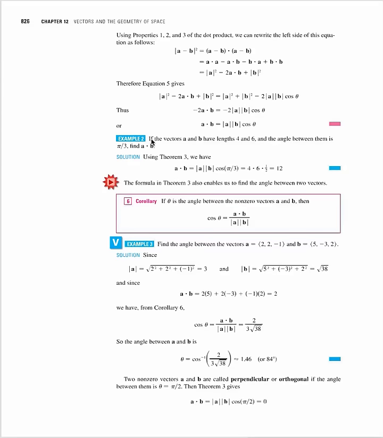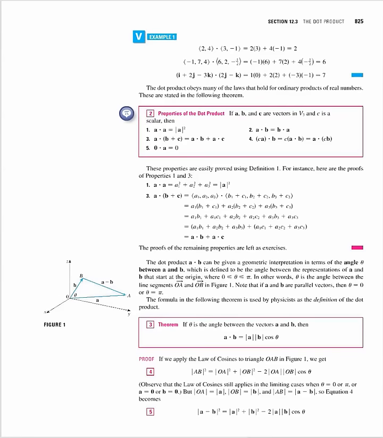Okay, in example 2, we have an example of using information about the vectors to find a dot product, and then in example 3, we go the other way. We use the dot product to find the angle between two vectors using this corollary 6. And you'll notice that for the corollary, all they've done is take theorem 3 and divide both sides of it by the length of A and B.